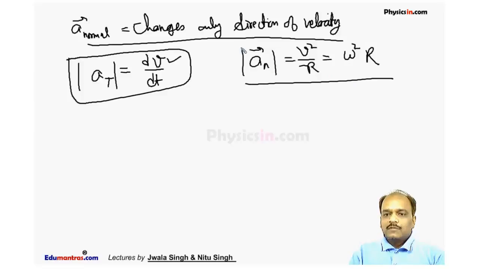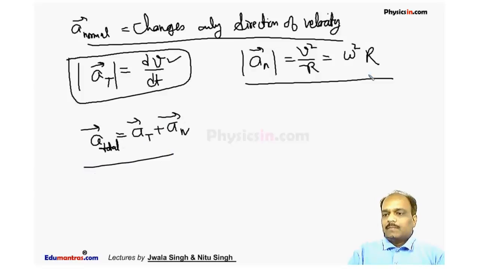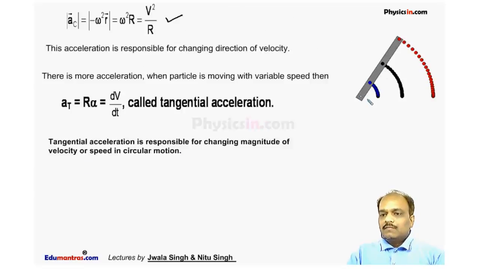Normal acceleration is responsible for only changing the direction of velocity, and if there is a change in magnitude, there must be another acceleration, which is called tangential acceleration. So we can say the total acceleration is the sum of tangential acceleration and normal acceleration. See this particle, this rod, if the same rod is rotating with an angular acceleration alpha about O.